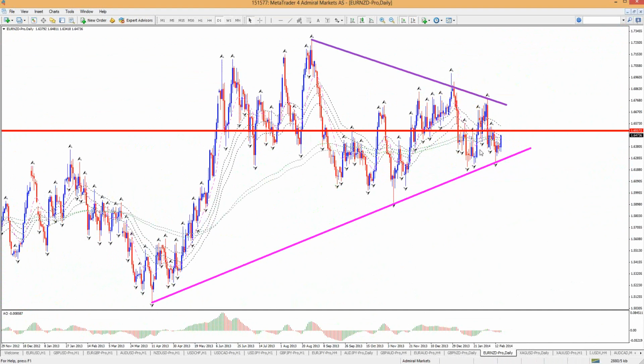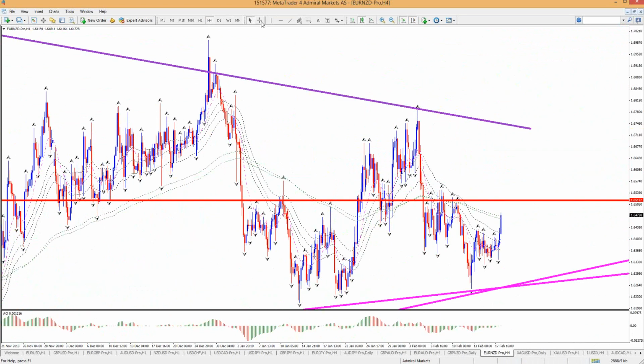So Euro New Zealand is definitely in a range, and we had a most recent bounce off of a couple of trend line potentials, even this one as well here, in fact. So if you took that trade, great job. I don't know if anyone saw that. That was, I guess, last week maybe? Yeah, last week.